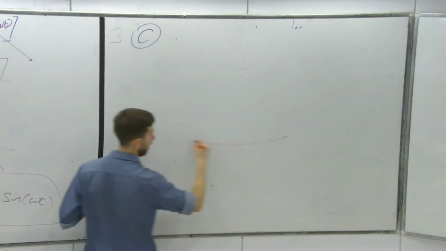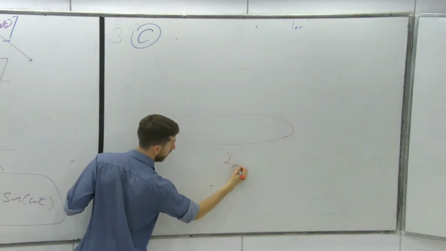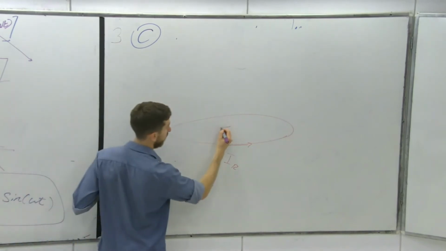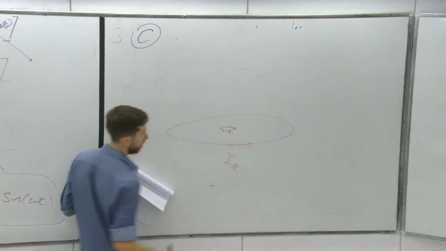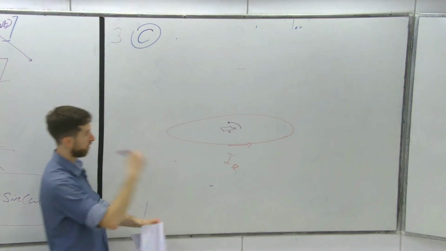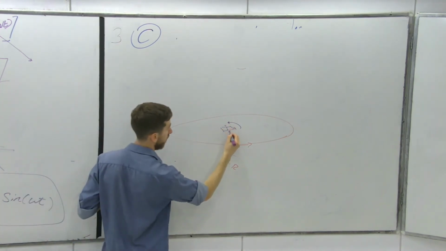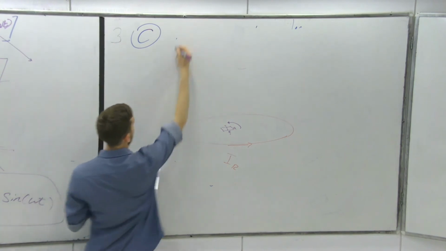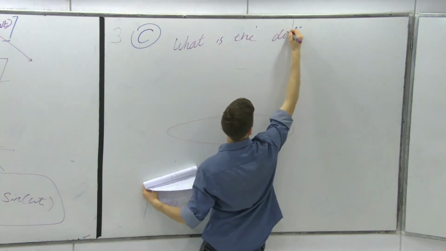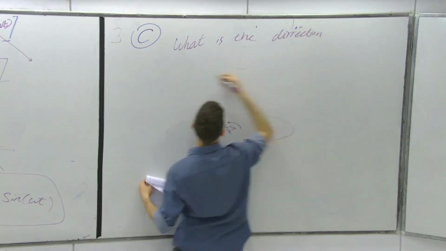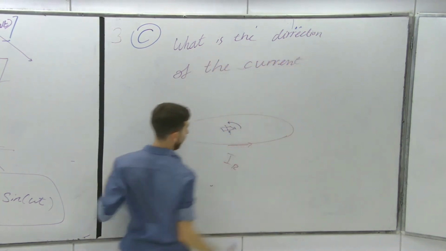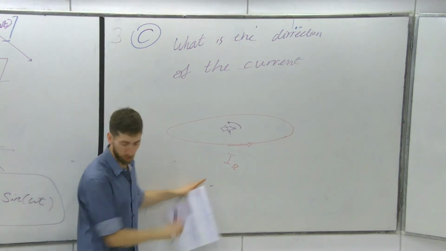Let's do the problem again. This is the ring, right? IR going in the direction. We have here in the middle the frame, A on A, right? And it wants to rotate around its axis, around this one. What is the direction of the current? Okay, so IR is anti-clockwise, right?